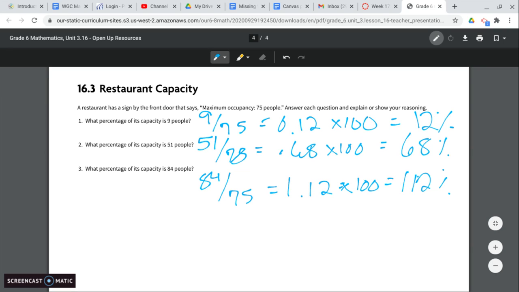So this is how we find percentages. You're taking the total possible amount, and that's what you're dividing by, and you're taking the number that you have, so the 9 people, the 51 people, the 84 people, and dividing by how many possible people could be there, what that maximum is, and then multiplying that value by 100 to find your percentage.